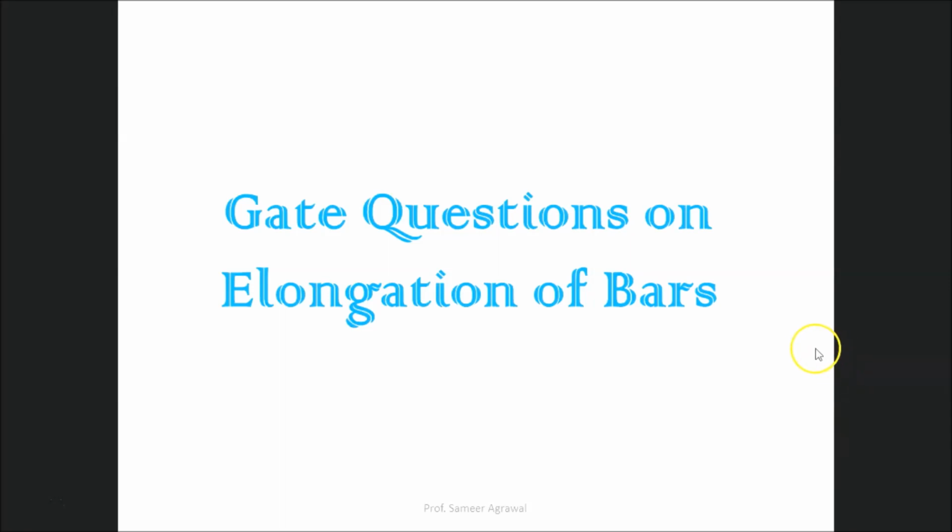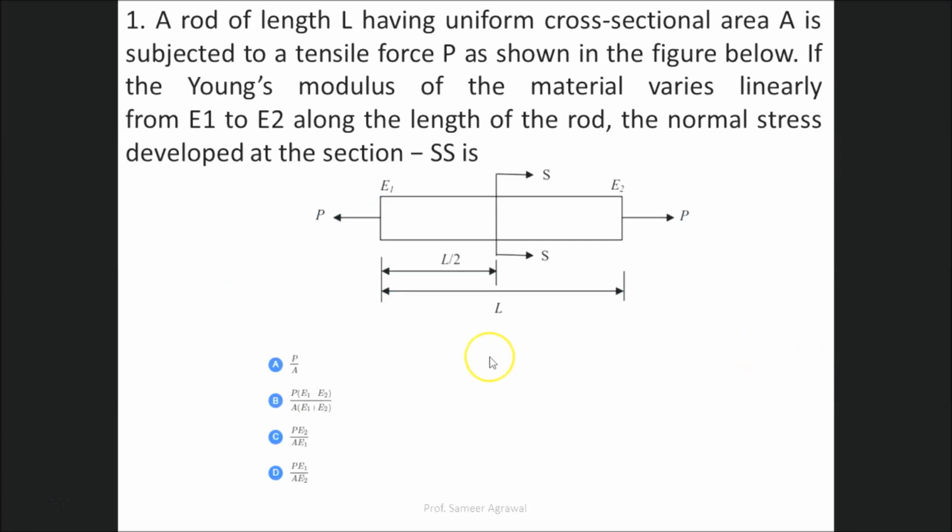Now let's see some questions of previous year GATE examinations. Okay. So the first question is given as a rod of length L having uniform cross-section area A is subjected to tensile force P as shown. Okay. If the Young's modulus of the material varies linearly from E1 to E2, means from left hand to right hand Young's modulus is varying along the length of rod, the normal stress developed at section SS we are supposed to find. Okay. So this type of problem is only to confuse the students.